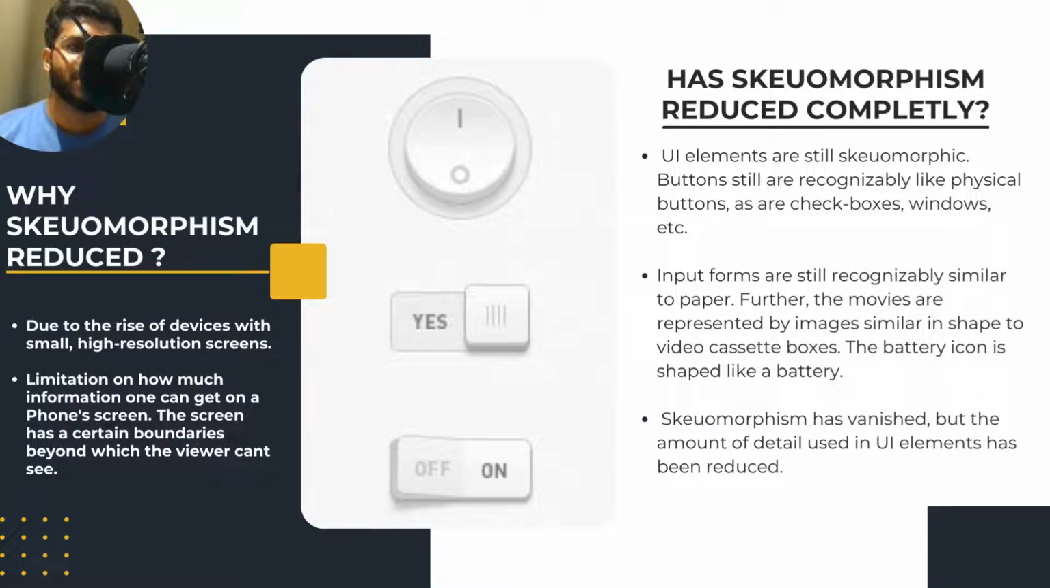Has skeuomorphism reduced completely? No. The UI elements are still using it. For example, the buttons still have physical aspects, and so do the checkboxes and the windows. Let's take another example. If you look at the input forms, they are still similar to paper. Also, movies are represented by video cassette boxes, and even the battery icon is shaped like a battery. Skeuomorphism has not totally vanished, but yes, its usage has been reduced drastically in the industry.